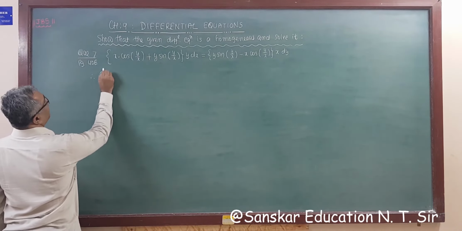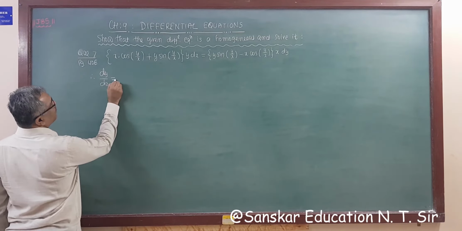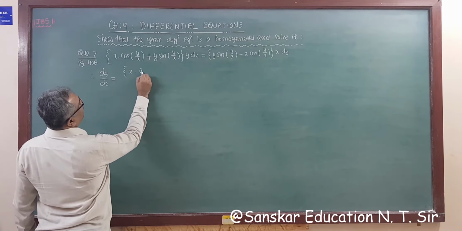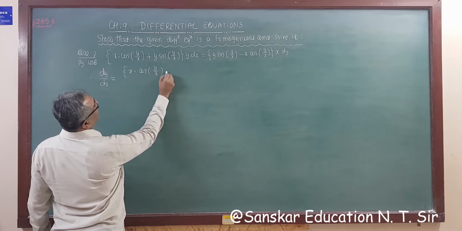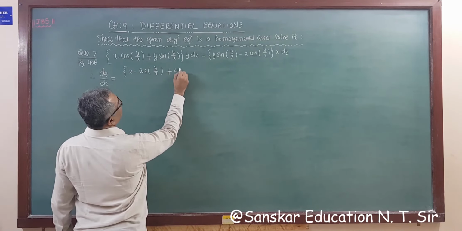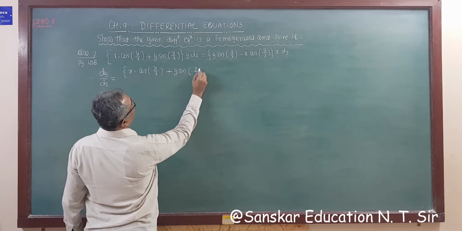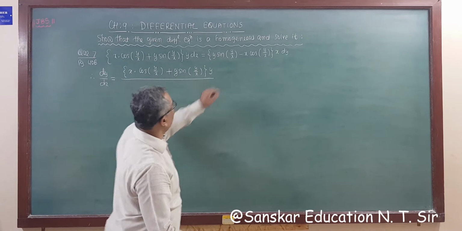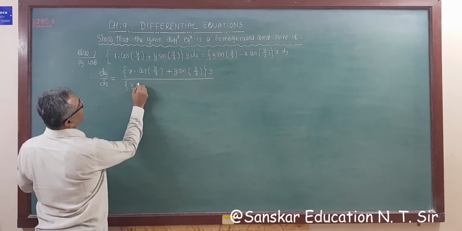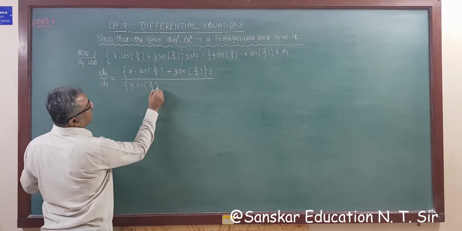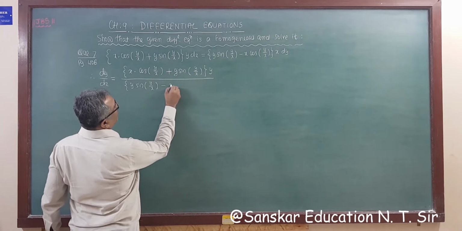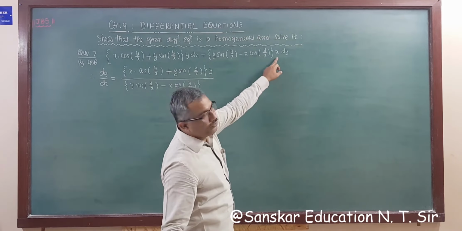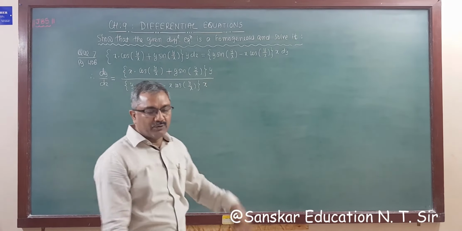So I am writing dy by dx. The term containing dx is this one, so this is as it is. So x into cos, write carefully, y by x plus y sin y by x into y, whole upon this term, y sin y by x minus x cos y by x, bracket over, into x. Got it? So this is done, right?